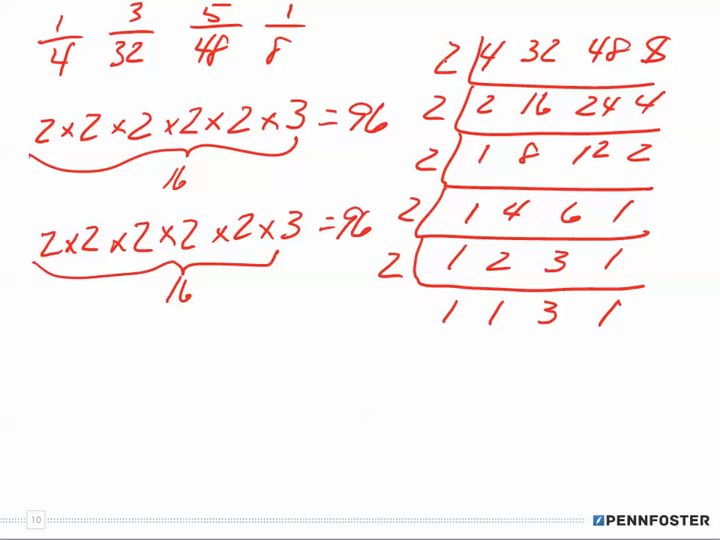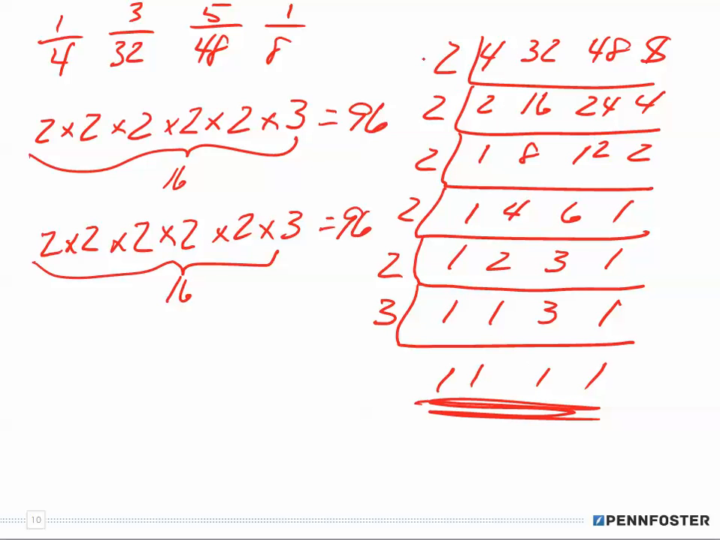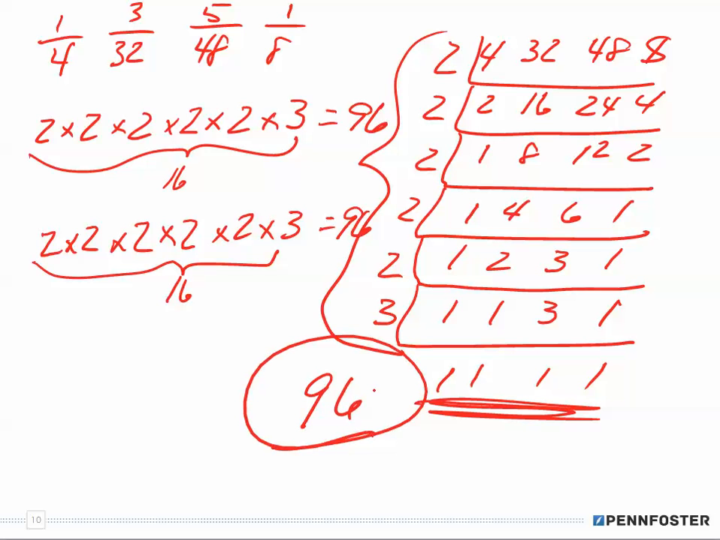And you go 2 times 2 times 2 times 2 times 2 times 3. Or you go ahead and put the 3 and go 1, 1, 1, 1. You're trying to get to all ones here. And then you end up multiplying all of these together, and you end up with 96 as your lowest common denominator. I realize that was a little bit long, but again, yes, you do need to know how to do it by the inspection method, and you need to know how to do it by division of prime numbers, because you may be tested on it.